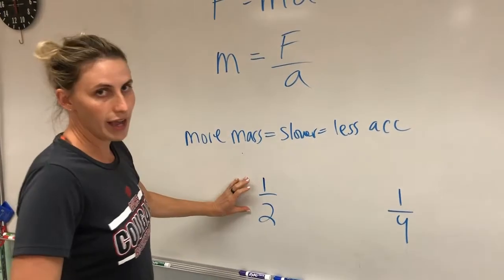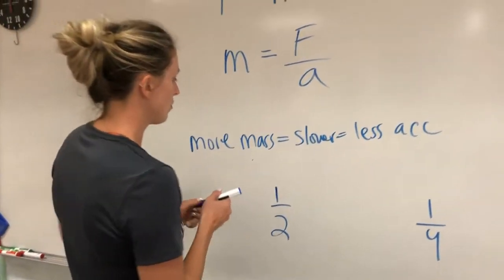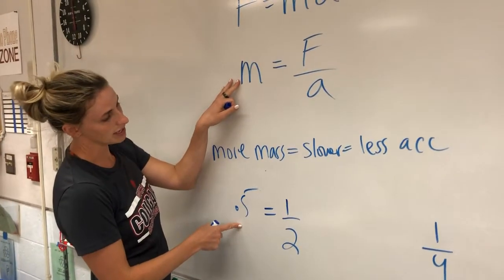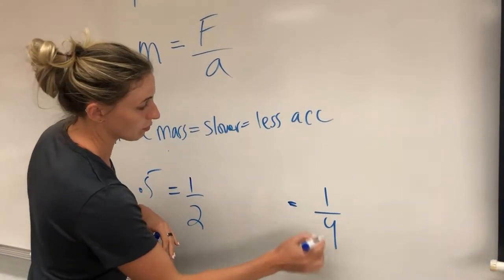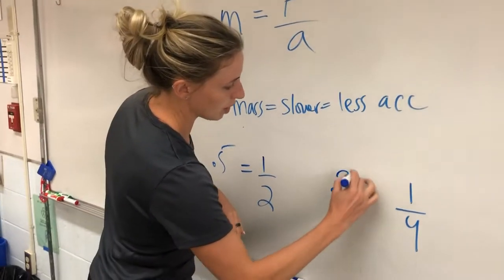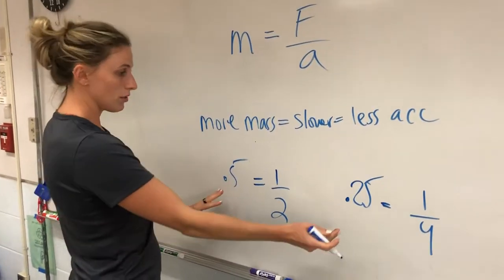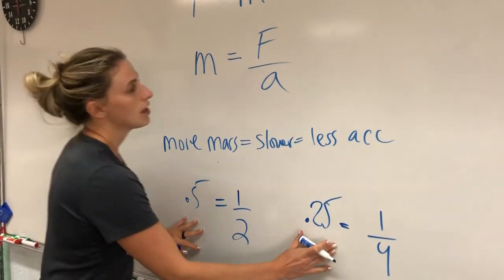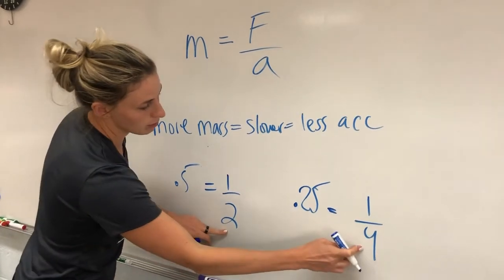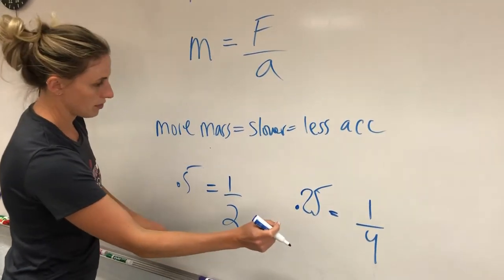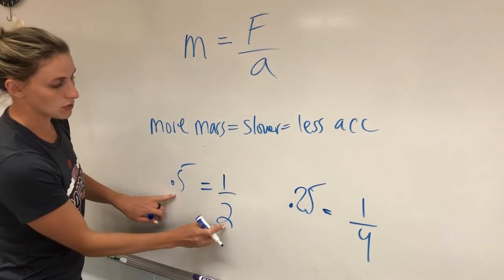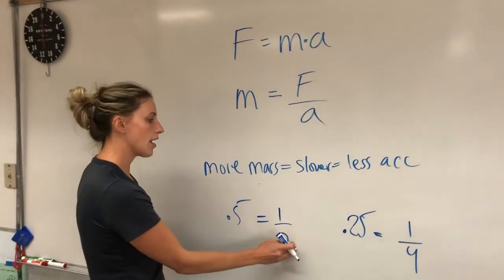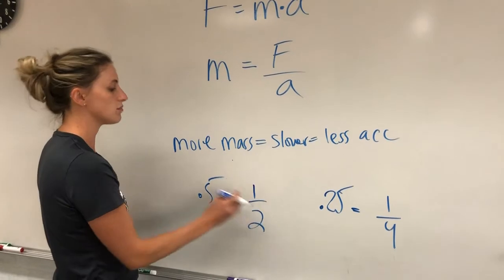Let's take a look at this fraction, 1/2. Well, 1/2 equals 0.5. Let's pretend 0.5 is our mass, and we'll look at 1/4, which equals 0.25. That's a smaller number. If you think about these two numbers as our mass, 0.5 versus 0.25, and the numbers on the bottom represent our acceleration, then the more mass we have, the smaller the acceleration. This is a 4, this is a 2. So having a smaller number here gives me a larger number here.